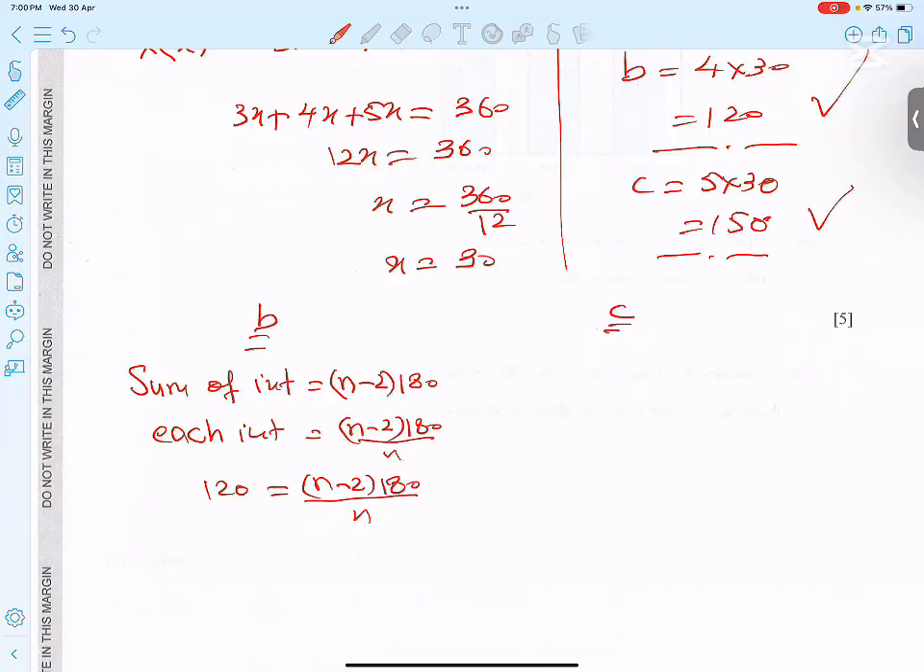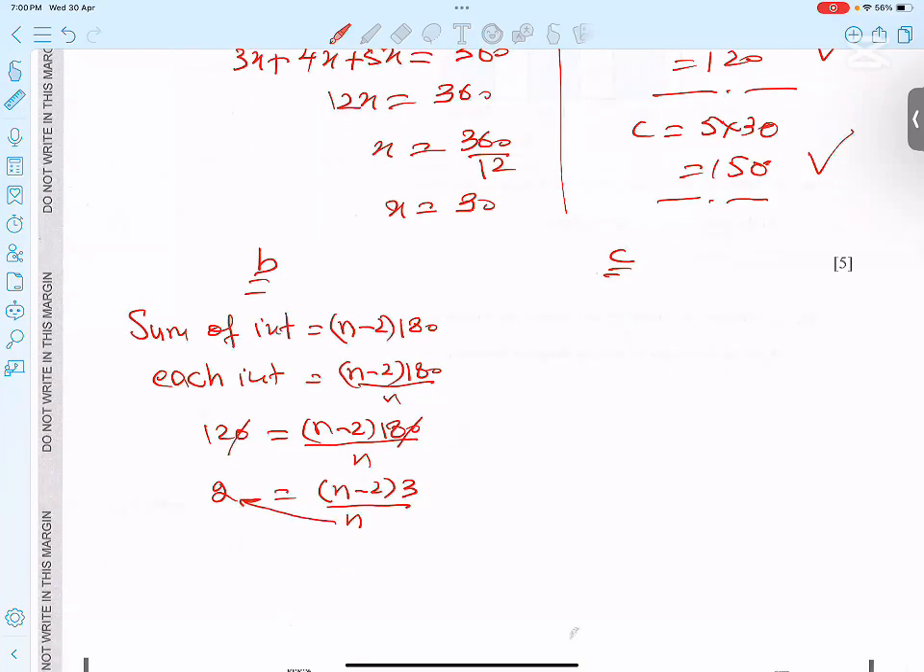First of all, n multiplies there: 120n. Before I continue, the zeros cancel, to make it easy for me with division. Both numbers are divisible by the table of 6. 6 twos are 12, 6 threes are 18. Now I can multiply: n goes there, I get 2n, and 3 multiplies inside, I get 6. So 3n minus 2n, and I got n equal to 6. The number of sides for B is six.